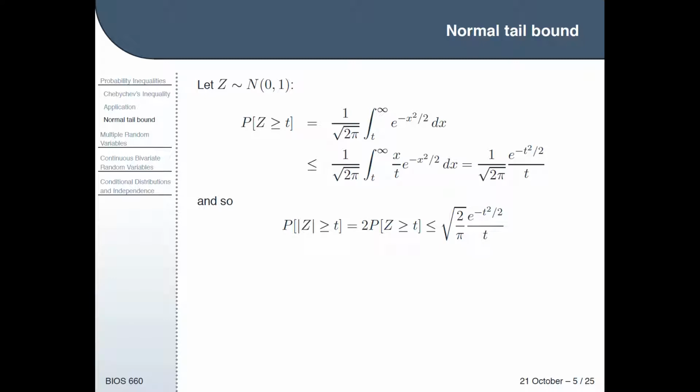And if you want to find a bound for the probability that the absolute value of z is greater than or equal to t, i.e. if you get some normal test statistic z and want a bound on the probability of getting something bigger than t, that's just going to be 2 times the probability that we calculated above, or square root of 2 over pi times e to the minus t squared over 2 divided by t.